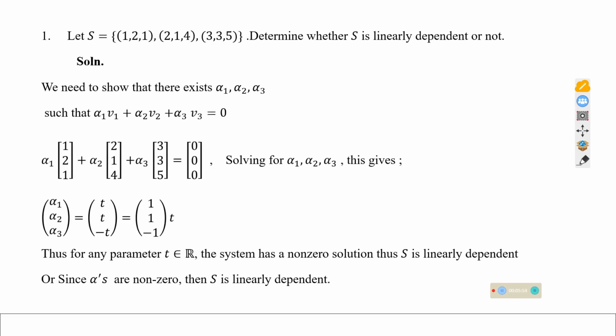So in our first example, we are given the set S, which consists of these vectors. Then we need to determine whether the set S is linearly dependent or not. For that, we shall write the linear combination of these vectors and equate it to 0. Then we get different equations which we shall solve for the different values of the scalars. And from the values of the scalars, we shall be in a position to tell whether S is dependent or independent. So how do we do that?